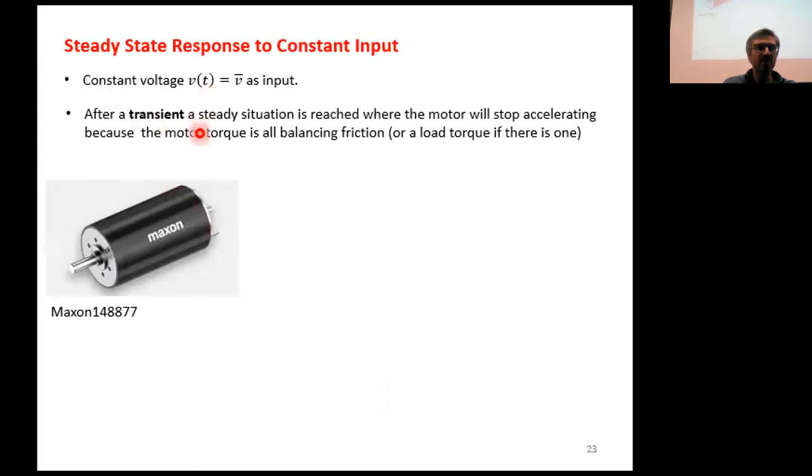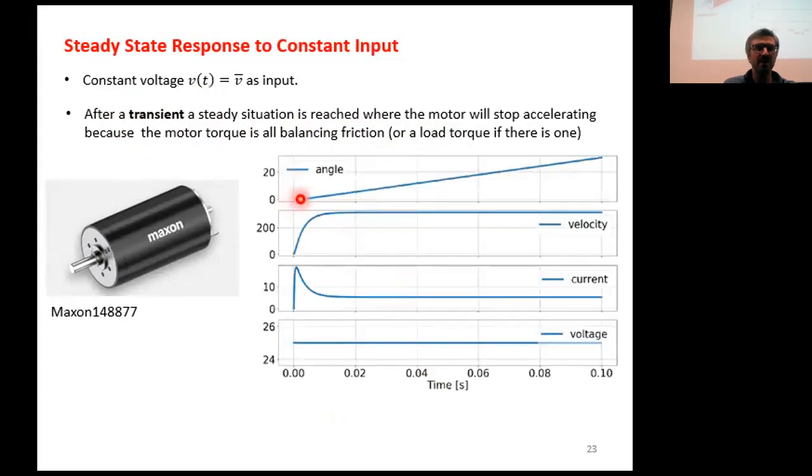So with a constant input voltage, after a transient, we reach a steady state situation where the motor stops accelerating, because the motor torque is all balancing friction, or, if there is an external load, also the external load. And you see here, this is the position that starts accelerating at the beginning and then increases continuously at a constant rate, because the velocity reaches a steady state value. And the current is here compensating the friction. And this is the constant step input voltage that starts from 0 and went to, I don't remember how much that was, 28, no, 25.